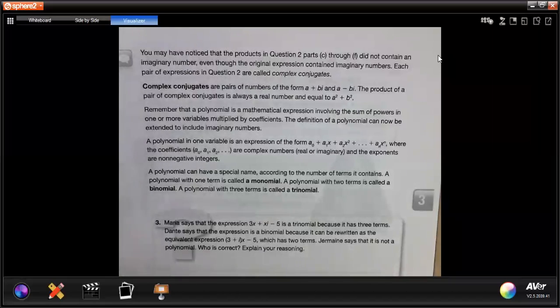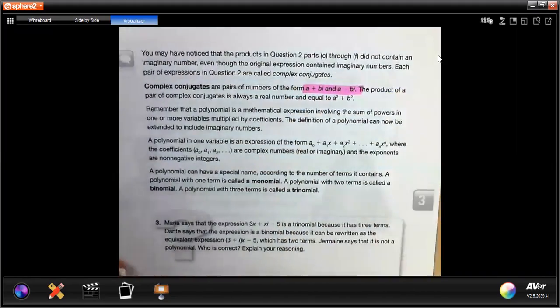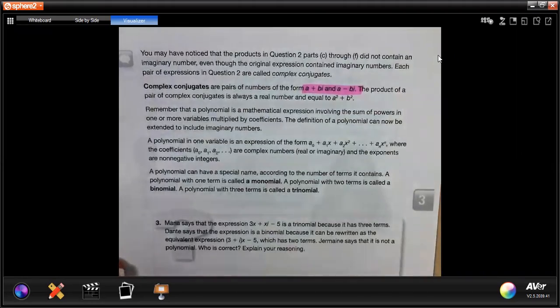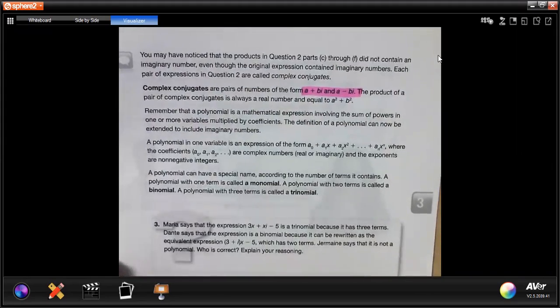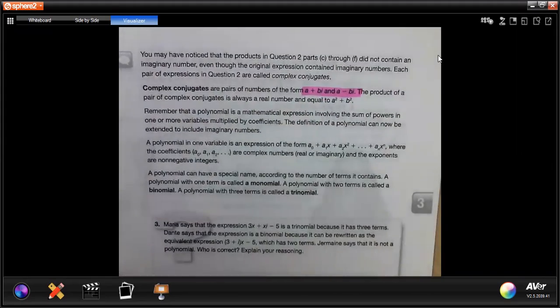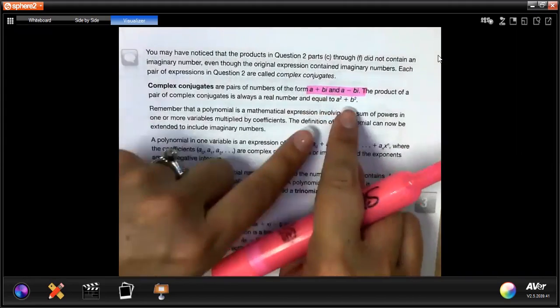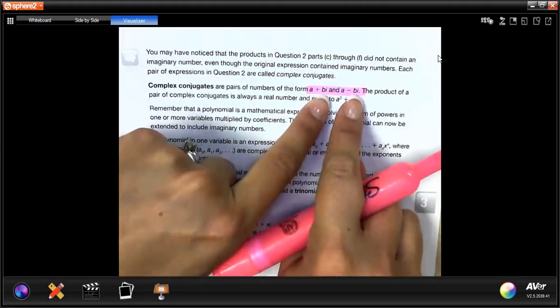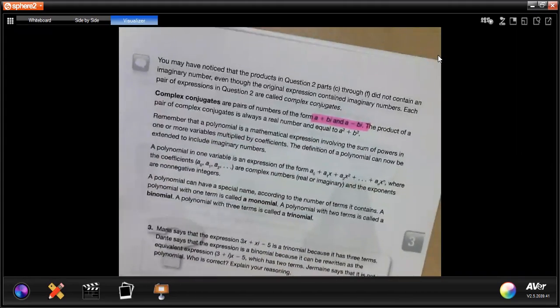The last thing we're going to talk about is complex conjugates. They're pairs in this format right here, a plus bi and a minus bi. Those are considered conjugates of each other. That's important because we're going to use that sometimes to fix our denominator so that we don't have an imaginary number in the denominator. So complex conjugates is when you have a positive bi and a negative bi there. So one is a positive, one is a negative.